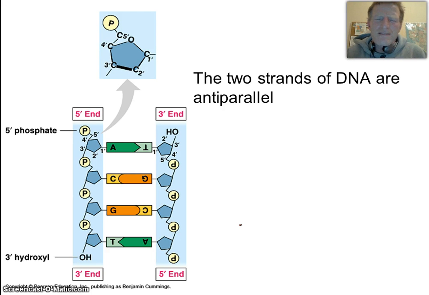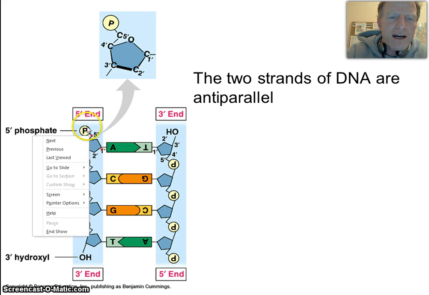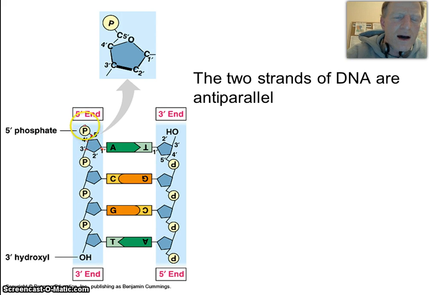So these 3 and 5 prime sides are actually named for the carbons on the deoxyribose sugar. The first carbon that binds to the nitrogen base is 1, the second one is 2, the one that binds to this phosphate is called 3, the one up here is 4, and then the last carbon that binds to the phosphate is number 5. So this is what's called the 5 prime side, because that phosphate binds to the 5.